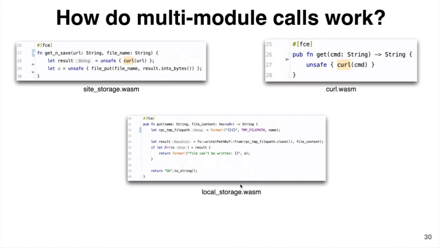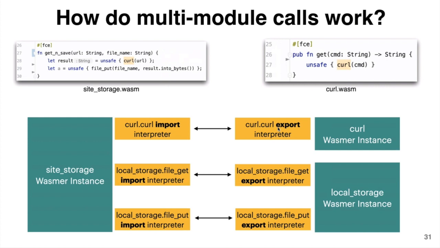Let's discuss how multimodule calls work. Let's consider again the example with three modules, where we have site storage, local storage, and throw. This site storage has imports from two modules, the Pro and local storage, and for each import and each export, a corresponding adapter import and adapter export from interface types is released. Yes, inside this adapter there is a special virtual machine, a special interpreter, and this is a real interpreter. This interpreter has a stack, and it executes a limited set of instructions. So let's see how it works in some way.